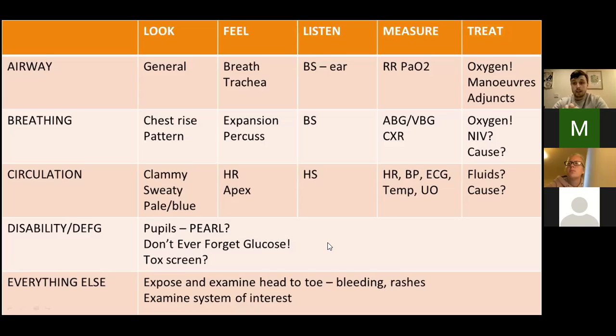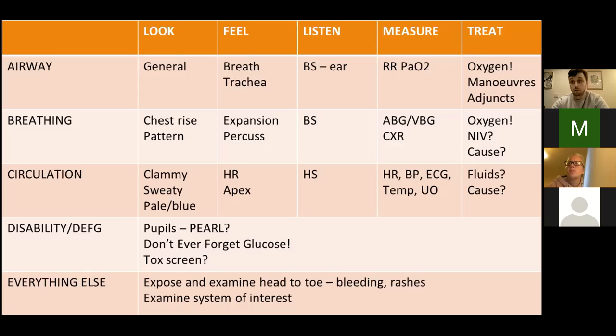In terms of disability, or DEFG, don't ever forget glucose. For disability, you comment on the patient's alertness level or do a formal GCS. GCS can sometimes be quite time consuming under pressure, so it's important to comment on their alertness using the AVPU score. And hopefully everyone's heard of the AVPU score.